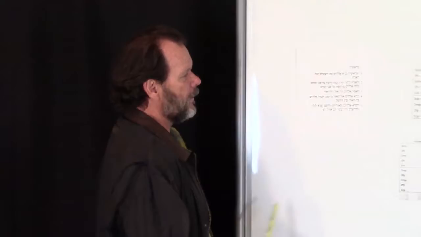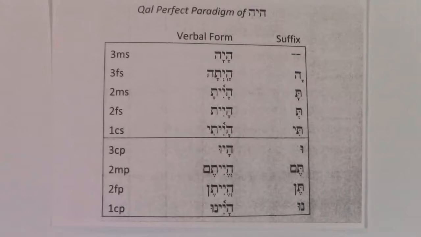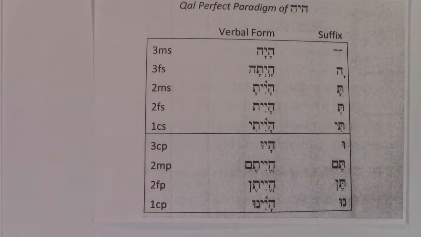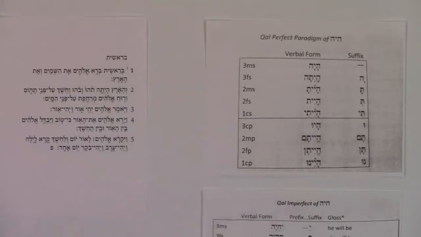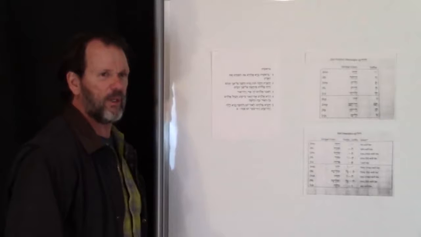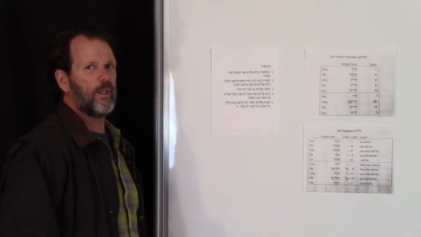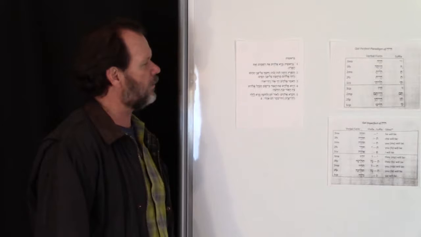What would be cool to do is to take kara and go through the whole paradigm and look at what kara would be. Make kara, for example, a third feminine singular. Make kara a second masculine singular. Go through the whole entire paradigm exercise and just begin to work with it. You're not going to get the vowels right to start with, but that's okay. You'll get to recognize the suffixes and the prefixes, and it'll help get you familiar. Later on, we'll learn the rules of what you do with the vowels, based upon whether it's a strong verb or a weak verb, put it that way.